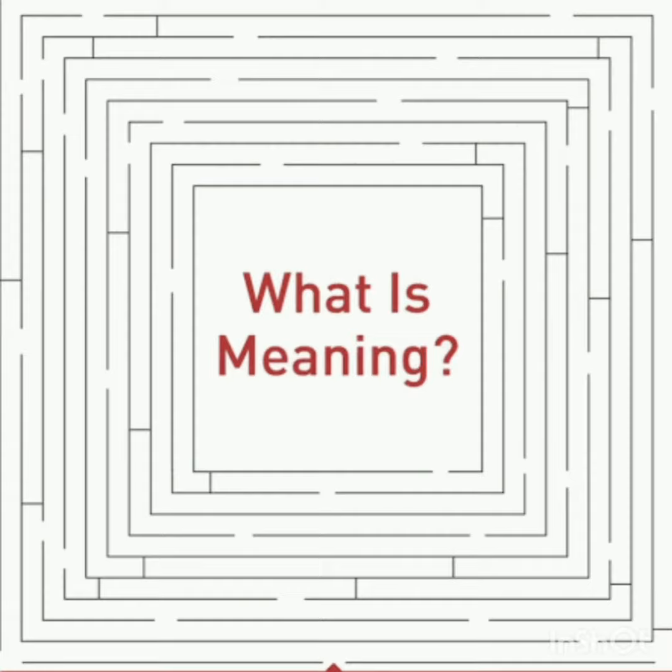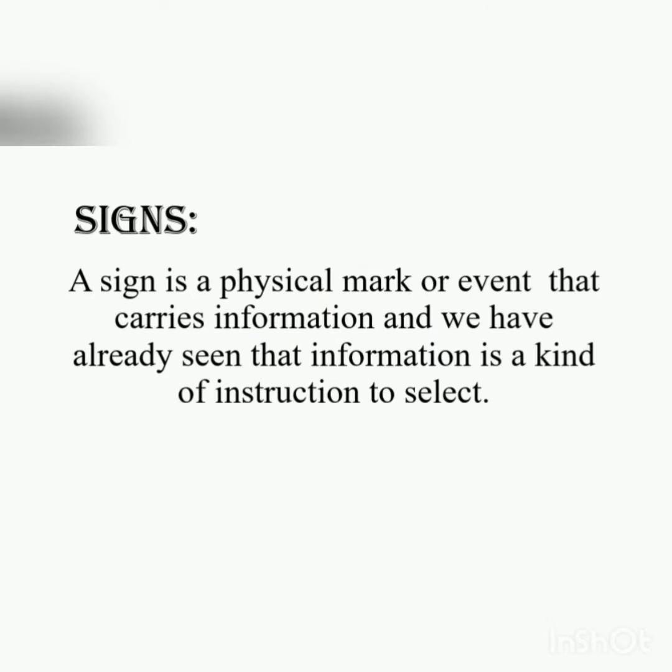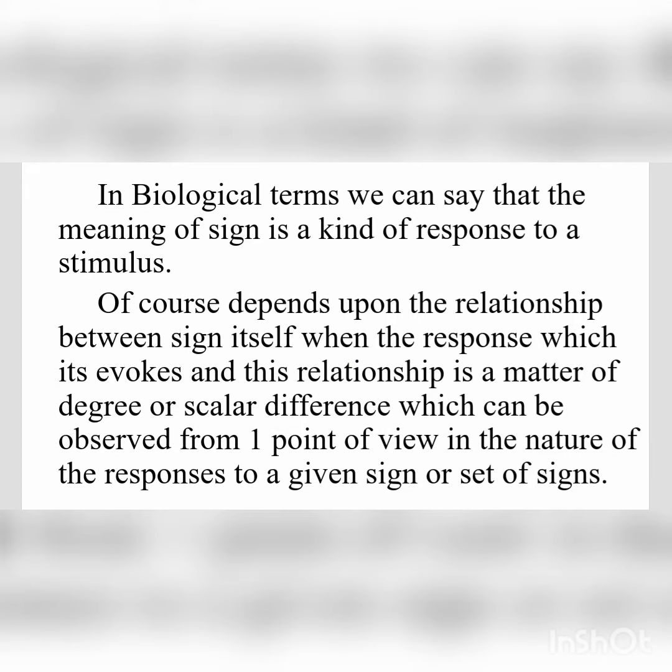At the moment, we are concerned only with the meaning of a sign, and the best way to think about this is to say that meaning is what a sign does. A sign is a physical mark or event that carries information, and we have already seen that information is a kind of instruction to select. Consequently, in biological terms, we can say that the meaning of a sign is a kind of response to a stimulus.